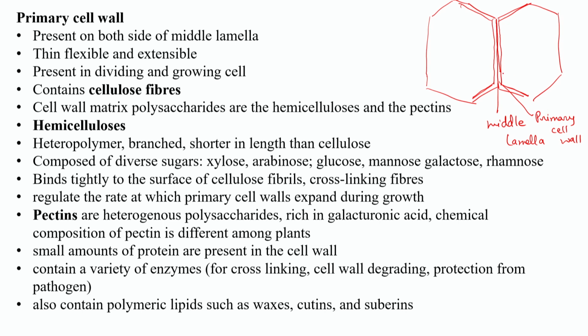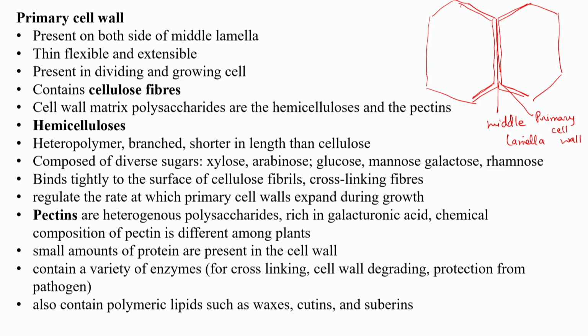Now, you can see here that on either side of the middle lamella, this primary cell wall is there. Now, these are attached also together with the help of plasmodesmata that we have already discussed before. The primary cell wall is basically thin and it is flexible, it is extensible. This primary cell wall is actually found in all plant cells, but basically it is more evident in dividing and growing cells because it is flexible in nature, and when the cell is dividing and it is elongating, it is required that the cell wall does not resist that growth. So, for that nature only, primary cell wall is present in dividing and growing cells.